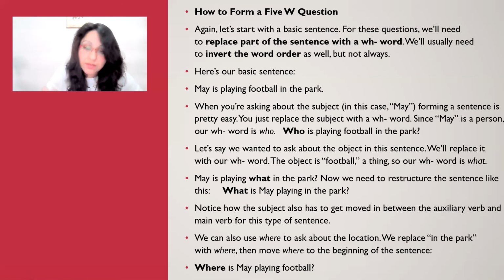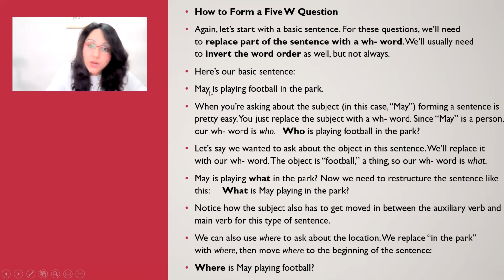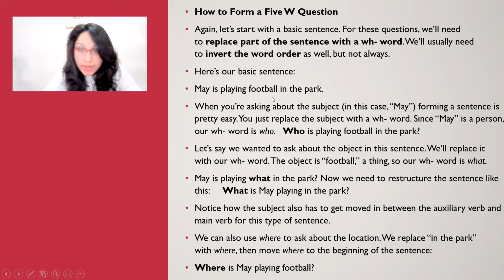Where is the question word when you're talking about place. In the main sentence we were looking at, you replace in the park with where. So, May is playing football where, and then you bring your where at the start. Where is, and now who is the subject? Where is May playing football? I hope you've understood how you're going to make your who, what, and where questions.